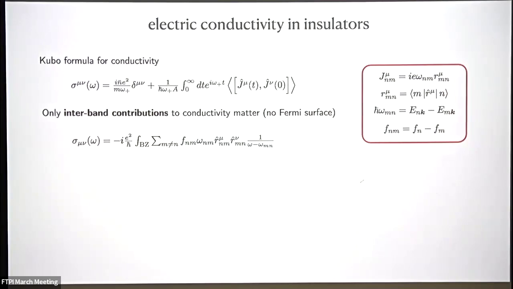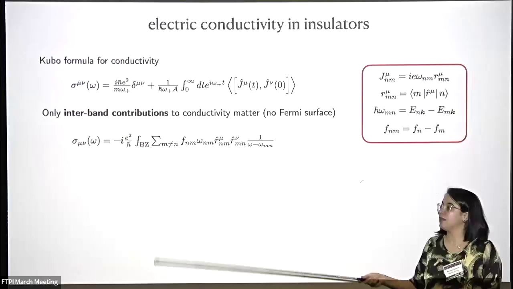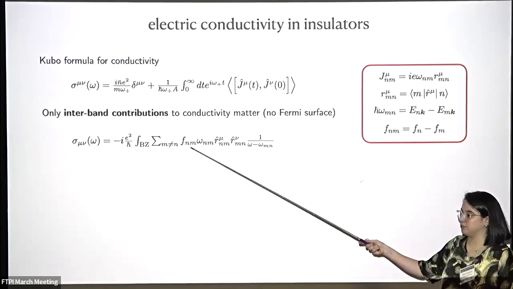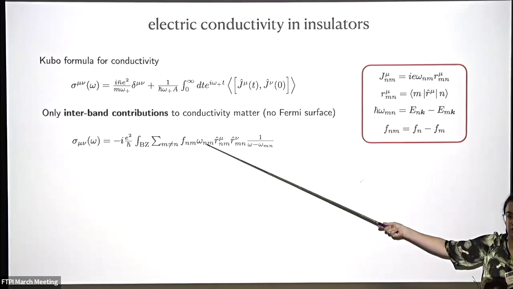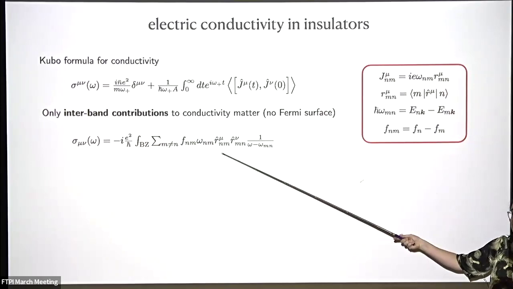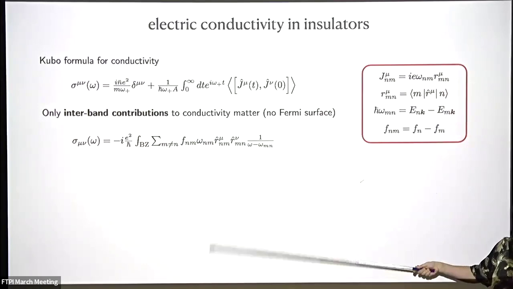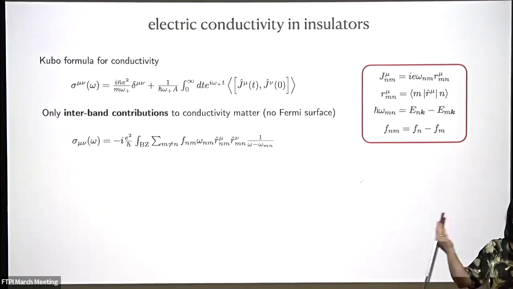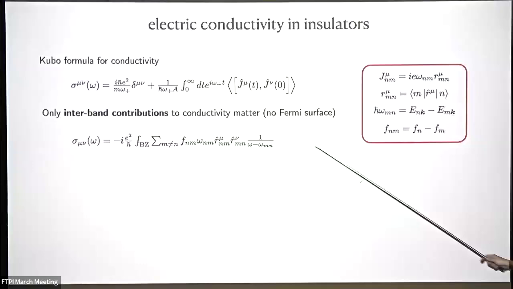And since we have insulators, we don't have a Fermi surface. All of the contribution is going to be coming from interband transitions, so we'll rewrite it in this way. Here is just the Fermi function. Here are the energy differences between the different transitions. Here is basically the position operator, which I remind you is the Berry connection, right? So here the phases are really important if we want to talk about polarization, to couple with electromagnetic fields. And we have something here that will diverge when the frequency of the applied field is in resonance with those transitions.